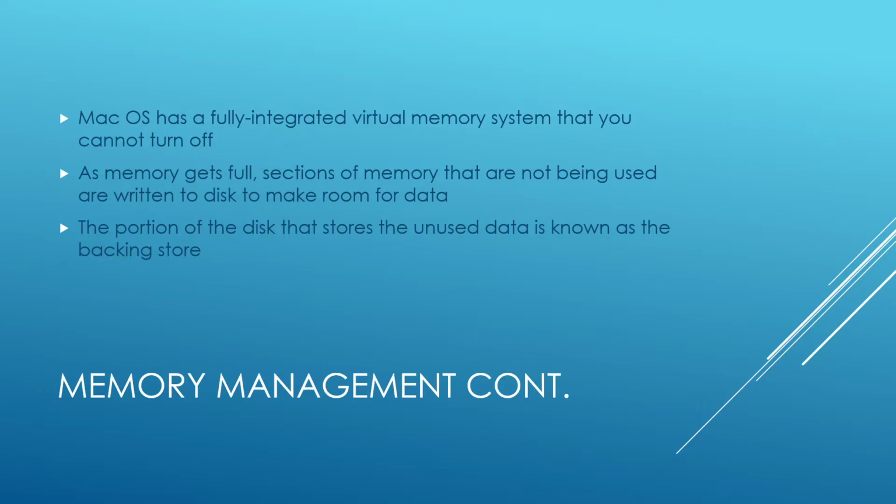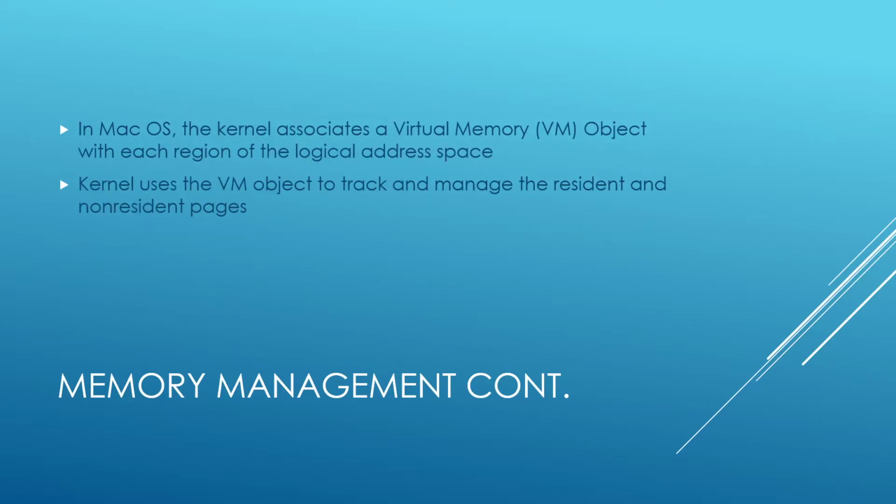Another thing is that when the Mac OS starts up, it divides the available RAM into two sections. It reserves for itself a zone or partition of memory known as the system partition, and the system partition always begins at the lowest addressable byte of memory. So in macOS, the kernel associates a virtual memory object with each region of the logical address space, and the kernel uses the VM object to track and manage the resident and non-resident pages.